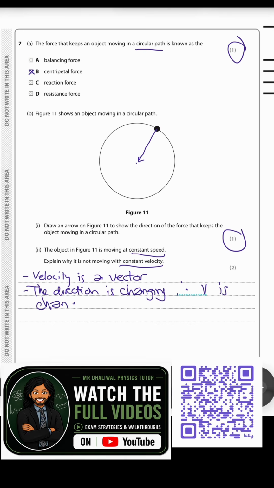Now, another way they might ask this in the real exam is instead of saying why isn't it moving with a constant velocity, well, what do we know? A change in velocity is called acceleration, the rate of change in velocity. So the question might be, oh, it's moving at constant speed, why is it accelerating? But it's the exact same thing because I'm just going to use the same thing about scalar and vector.